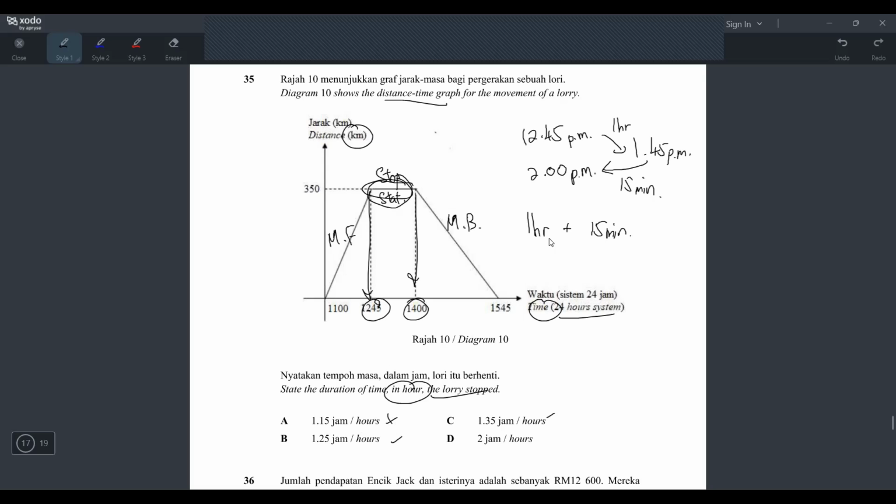So how to do it? How to convert to hours? This one is already in hours, no need to convert. But the 15 minute have to divide 60. Because I want everything in hours. So it will be 1 hour plus 15 divided 60. Just press quickly. 0.25. So 15 minute is actually 0.25 hours. And then what is 1 plus 0.25? 1.25 hours. So the answer is B.